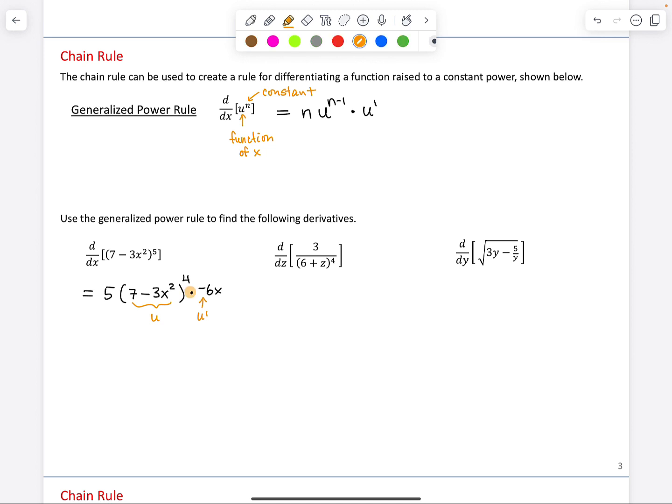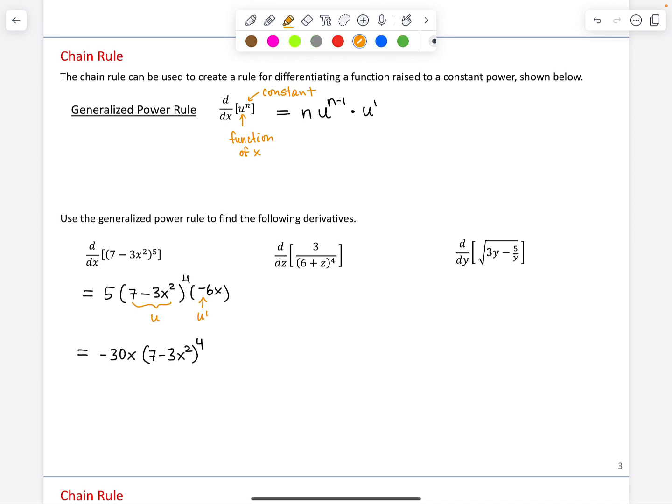Now this multiplication is important. If you make the dot too small or don't write it at all, be careful, this might look like subtraction. The safest thing to do really is to put your u prime in parentheses like this. However, I can now move that u prime up to the front and multiply it with the 5 and put all of that in the front. So we can write this now as negative 30x and then parentheses 7 minus 3x squared, and then that's being raised to the 4th. And here is our derivative using the generalized power rule.